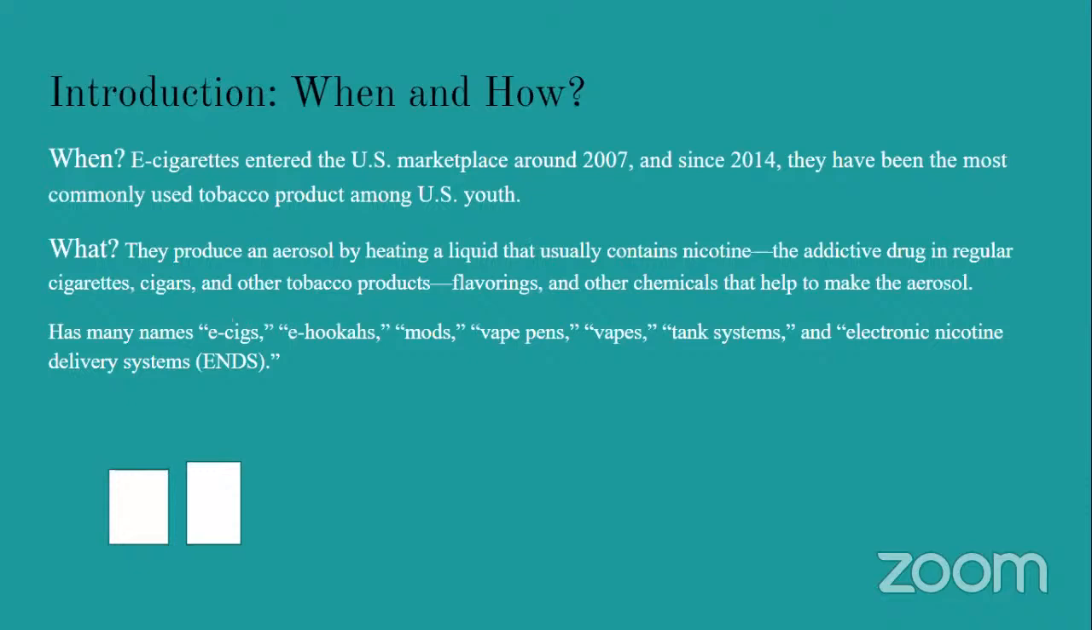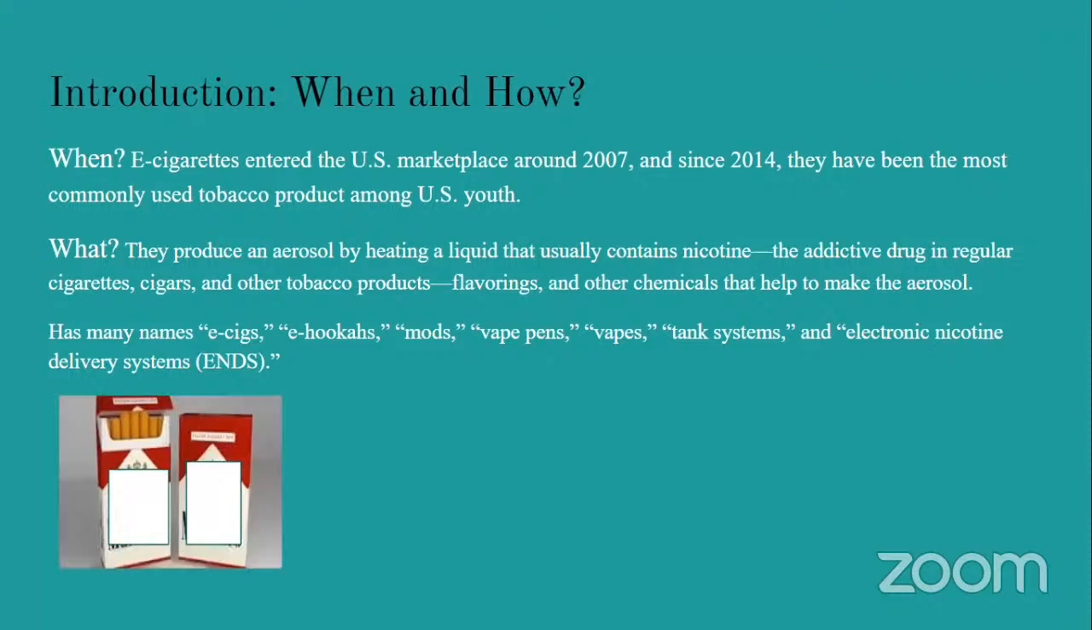When we think about when it started, e-cigarettes are fairly new to the US market. They were introduced in 2007 and became very popular around 2014 among the youth in the US. How it works is that it produces an aerosol by heating a liquid that usually contains nicotine, an addictive drug found in regular cigarettes, cigars, and other tobacco products, along with flavors and other chemicals that help in making the aerosol. As I mentioned, e-cigarettes or vaping have different names such as e-cigs, e-hookahs, mods, vape pens, vapes, tank systems, and electronic nicotine delivery systems or ENDS.